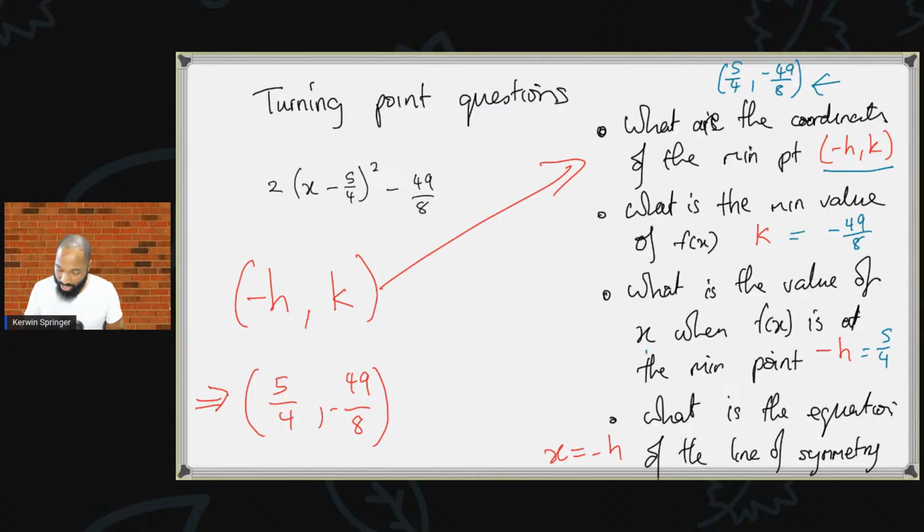What is the equation of the line of symmetry? x is equal to negative h. So the equation of the line of symmetry is x is equal to 5/4.